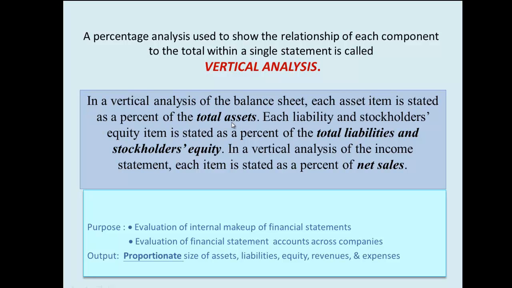Each liability and stockholders' equity item is stated as a percent of the total liabilities and total stockholders' equity. And in the vertical income statement, each item is stated as a percentage of total net sales. Okay, so this enables us to see the proportionate size of assets, liabilities, equities, revenues, and expenses. So this makes it handy when we're comparing companies of very different sizes.